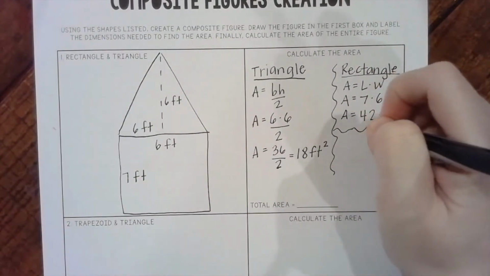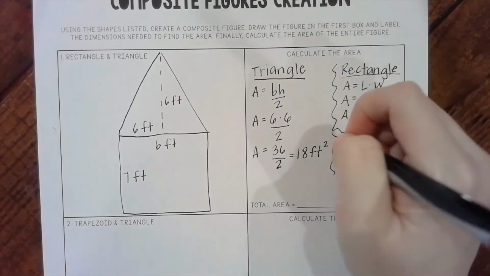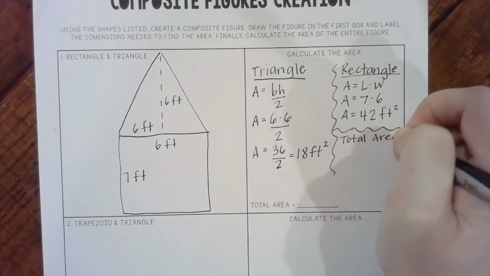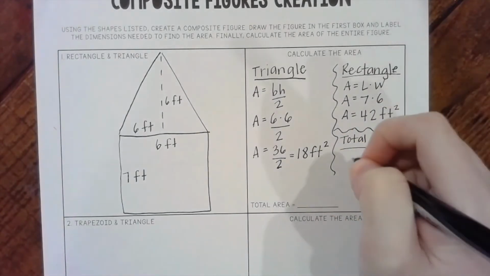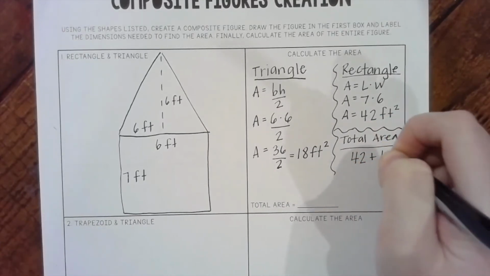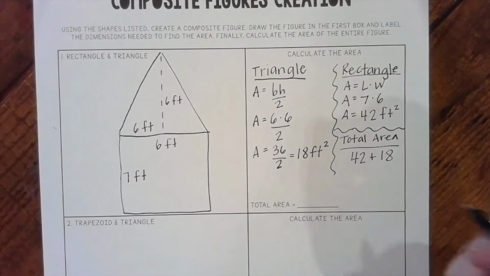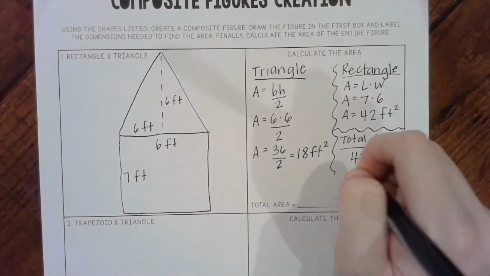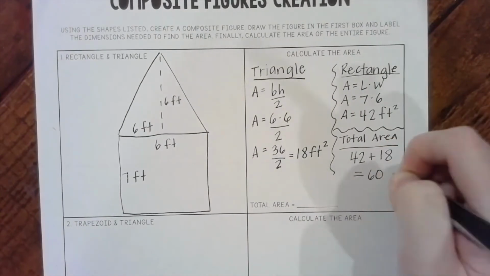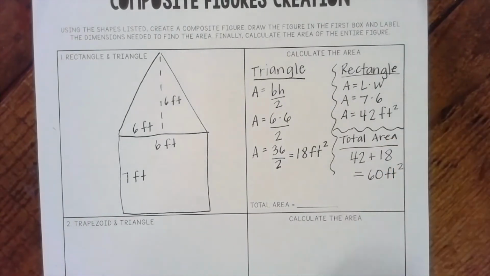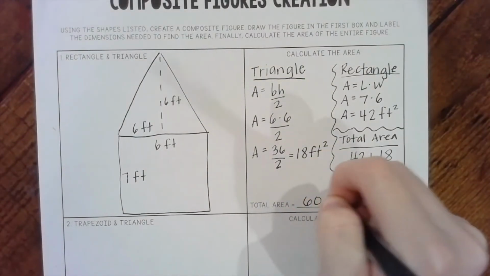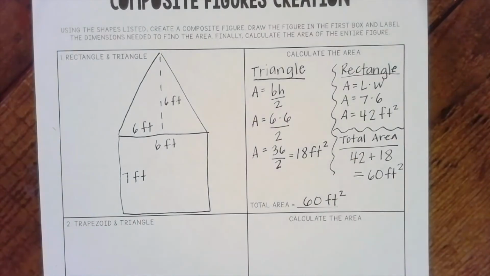Now my last step, remember I'm trying to find the total area of this whole shape. So if I'm thinking total area, I know I need to add them together. So I'm going to go ahead and write total area so I know the work below goes along with that. So first, the area of my rectangle we just figured out was 42 plus 18, which was the area of my triangle. When I add those up, that's going to equal, take a second if you need to, 60 feet squared. And I'm done. My last step is just copying it down right next to where it says total area.